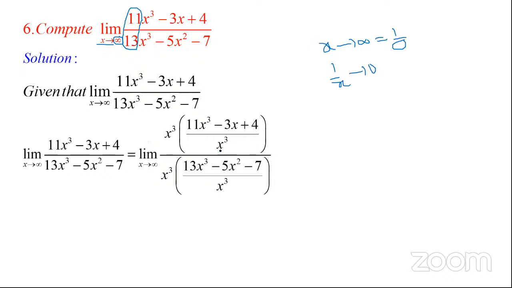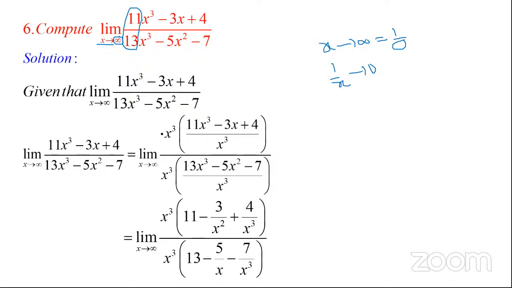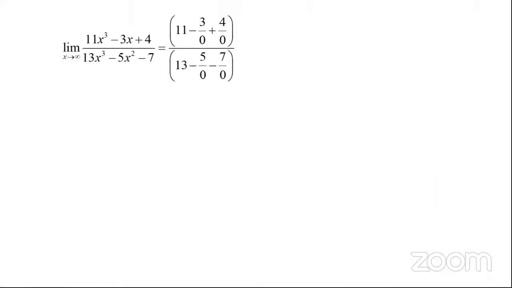So this is x cube by x cube, in both the denominator and the numerator. Then you will get this value. In the numerator, 11x cube by x cube is 11, 3x by x cube is 3 by x square, plus 4 by x cube. From the denominator, x cube is the same, so 13x cube by x cube is nothing but 13, 5x square by x cube is nothing but 5 by x, and minus 7 by x cube. So clearly from this, 1 by x is there.